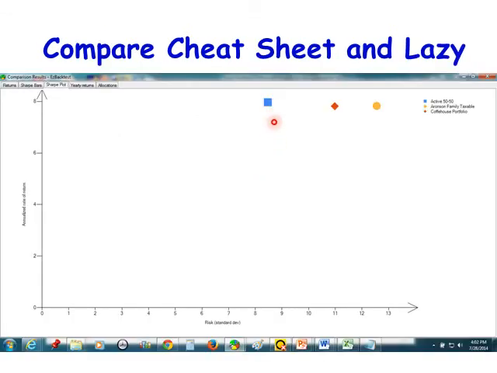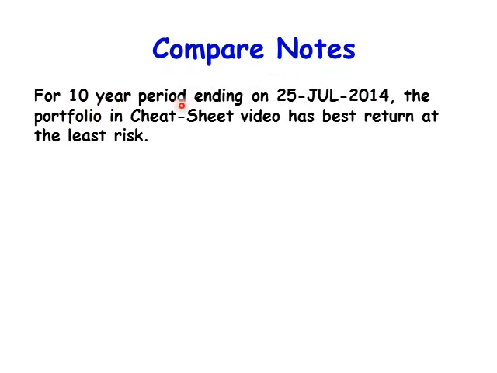When I do my comparison here, this active 50-50 portfolio we just discussed is superior to the Coffee House portfolio, which is 60-40, and also the Arnott family portfolio, which is 70-30. So even with 50% allocation to bonds, this portfolio has outperformed the other two at a lot lesser risk. So this is about the best portfolio we have so far out of the three we discussed. Let's continue. Now compare: for the 10-year period ending on 25th July 2014, the cheat sheet video portfolio has the best return at the least risk.